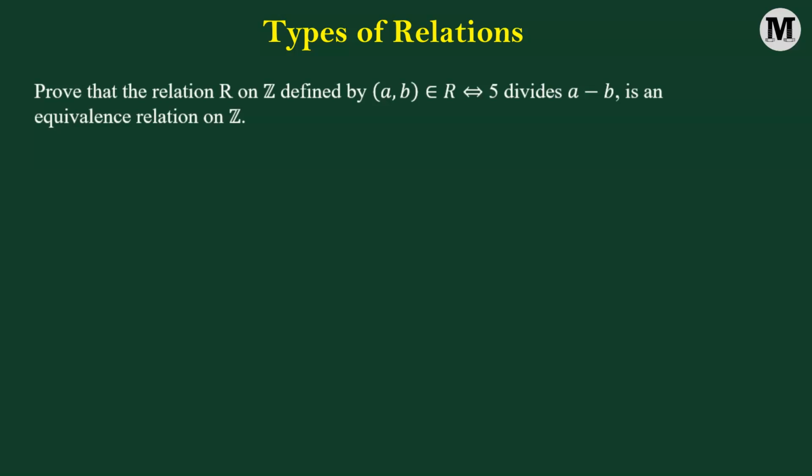Prove that the relation R on the set of integers Z, defined by the ordered pair (a, b) belonging to the relation R if and only if 5 divides a minus b, is an equivalence relation on Z. Okay, now let's try to understand the problem first.